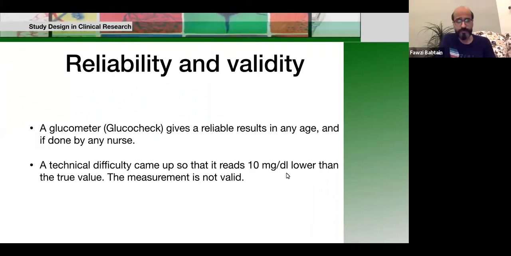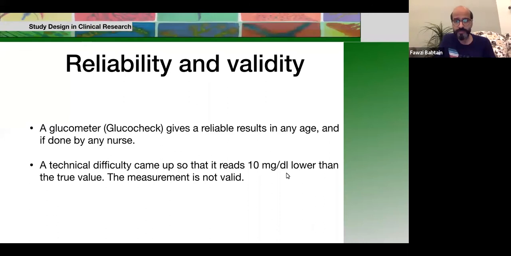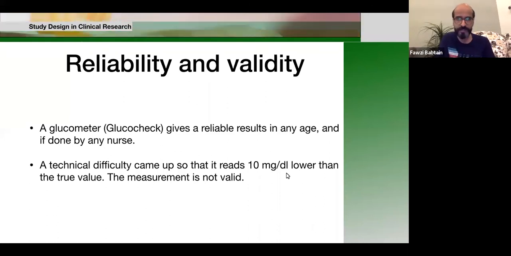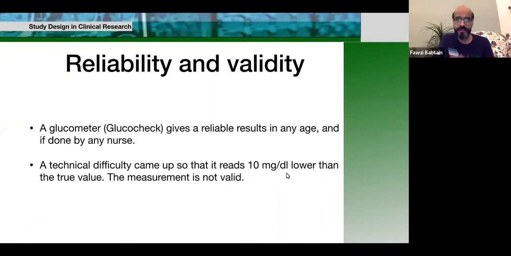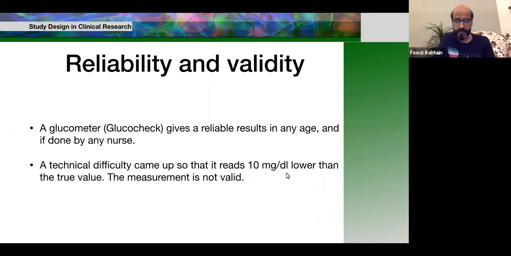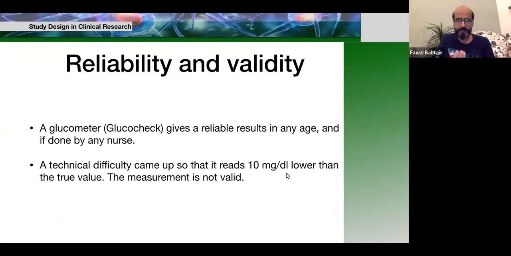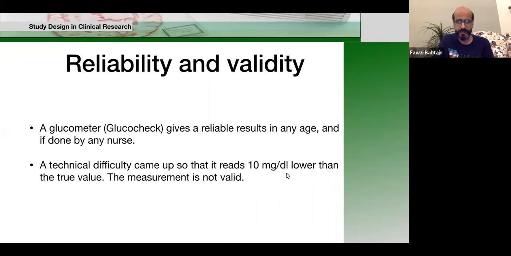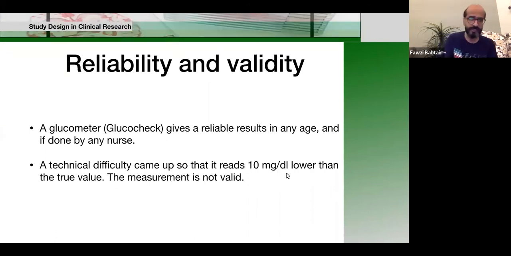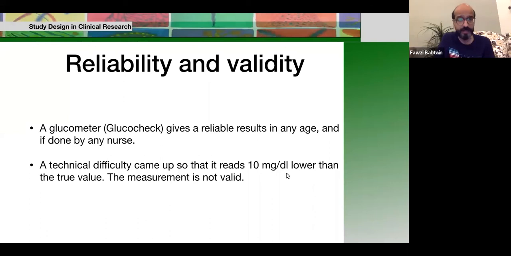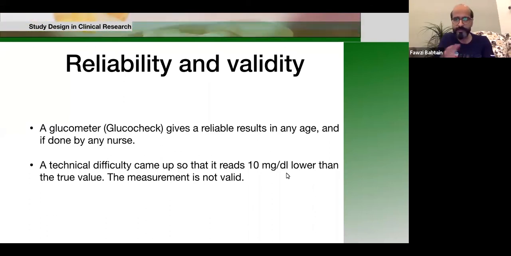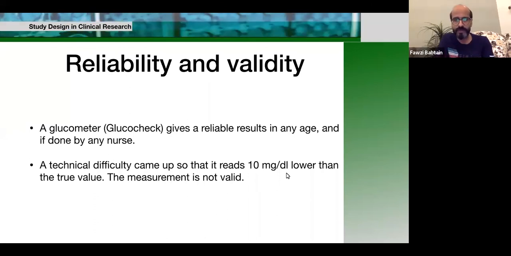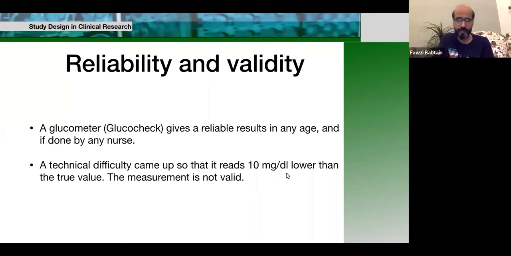But for example, if this glucocheck has technical difficulties that give you readings 10 milligrams per deciliter lower than the actual readings, it will always give you readings 10 milligrams per deciliter lower, no matter the age or who does the test. So it is still reliable, but it is invalid because it gives you wrong readings. So these are some examples of how reliability and validity may overlap.